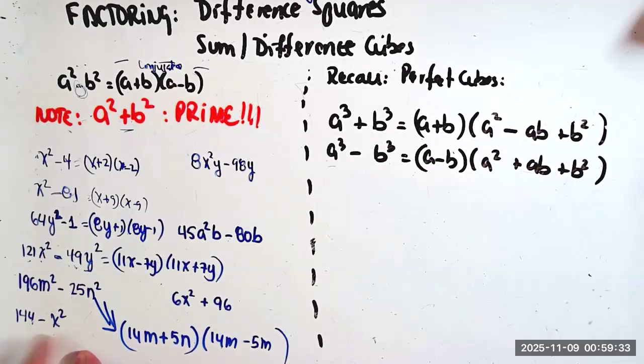My God, I don't know what I wrote here. This one will be 12 times 12, 1 times 1, so it will be 12 plus x, 12 minus x.